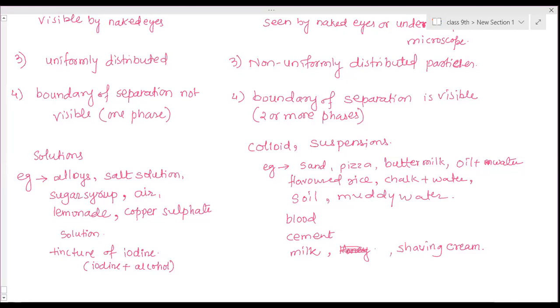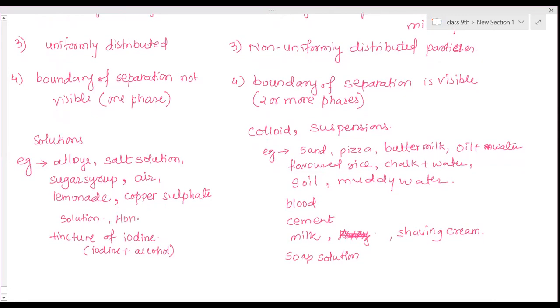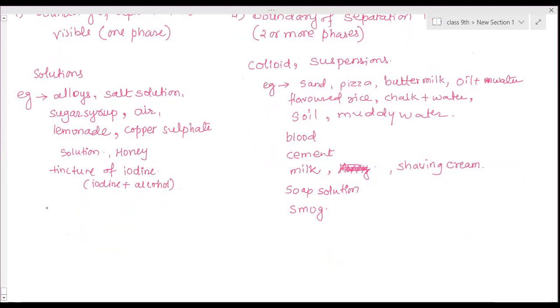Soap solution. Honey is wrong. Soap solution, okay. Colloid it is. Soap solution is colloid. Honey is wrong here. It is homogeneous. Okay. And smog. Smog will come, yes. Colloid. Ma'am, rainwater? It's a mixture. Solution, please. Paint. Paint is colloid. Ma'am, glass is a solution. Glass is a solution, homogeneous.